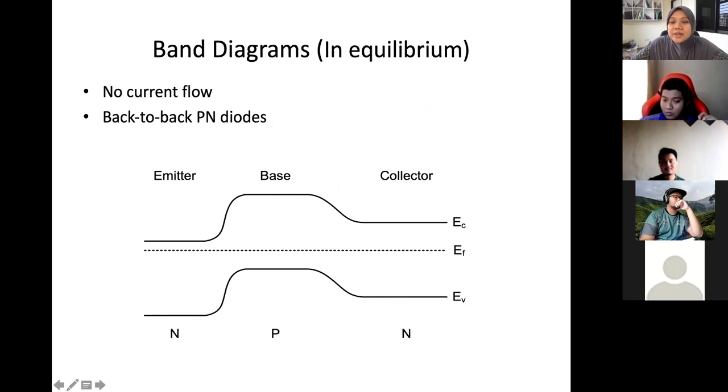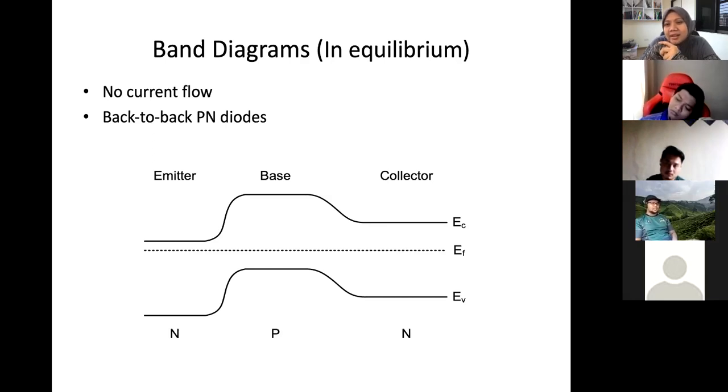And I will not entertain questions privately. Yes, Munira. Why is the doping of the emitter, from this band diagram, we lost you again, Munira. Sorry madam. From the band diagram, we can see that the emitter is closer to the conduction band, right? At the end, the Fermi level is higher than at the collector. So why is the doping higher at the emitter? Ask your question again, make it clear. Why is the doping at the emitter higher than the collector?